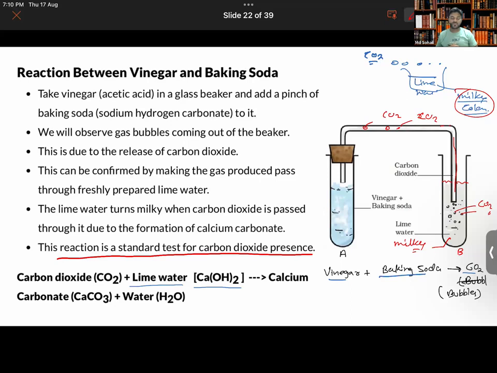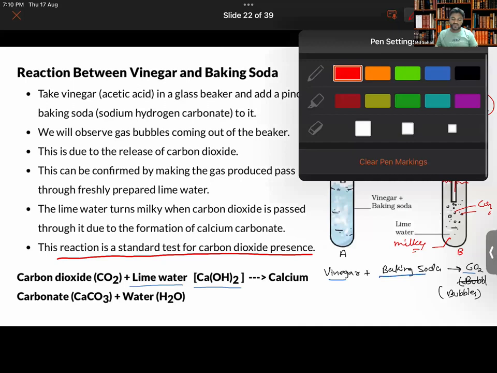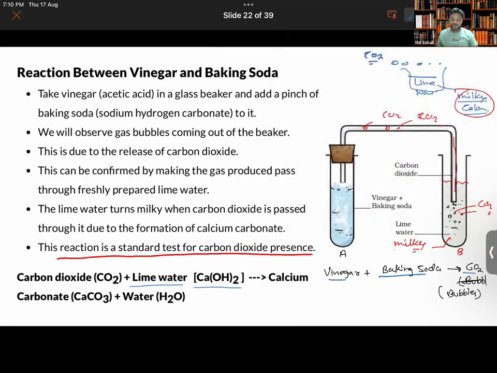Yes, sir. Okay, now one more question: why does the color turn milky? It was because when carbon dioxide was passed over lime water, there was formation of calcium carbonate, CaCO3, and some water as well. This calcium carbonate is white in color. That is the reason.